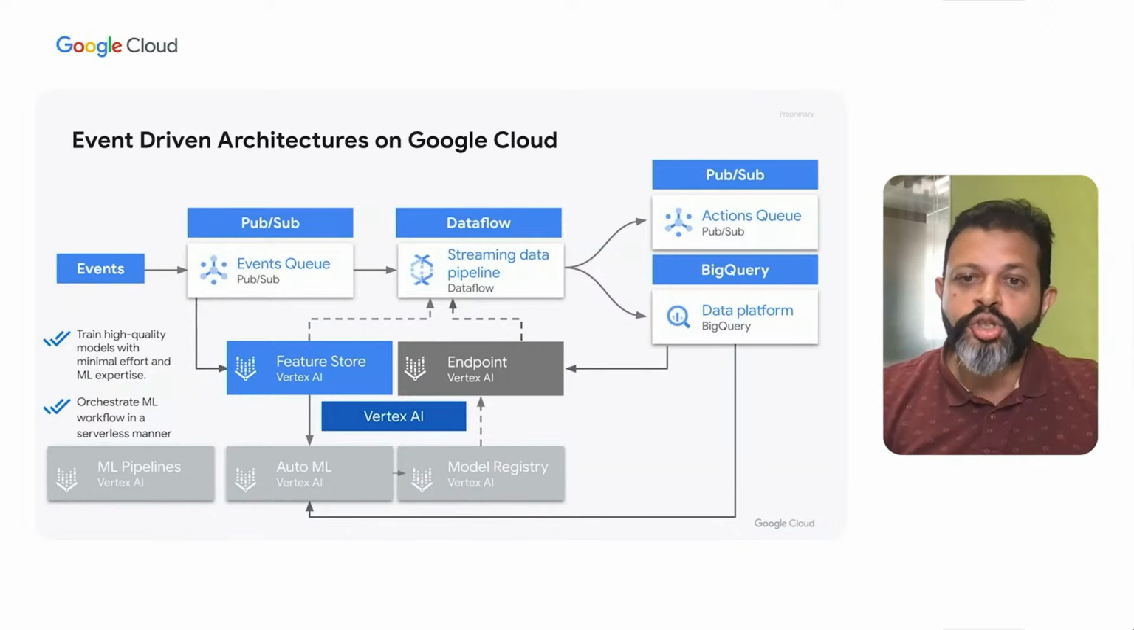So the feature store also provides you point-in-time lookups to fetch historical data for training. And with these point-in-time lookups, you can rest assured that you're fetching only the feature values that were available before a prediction and not after.